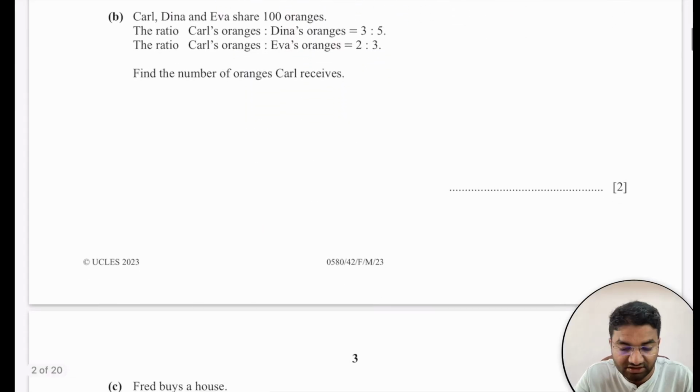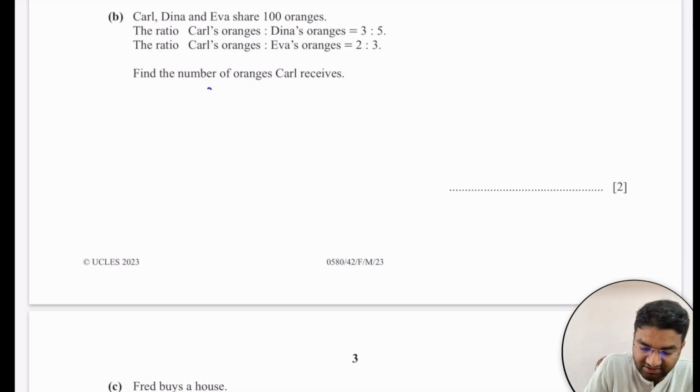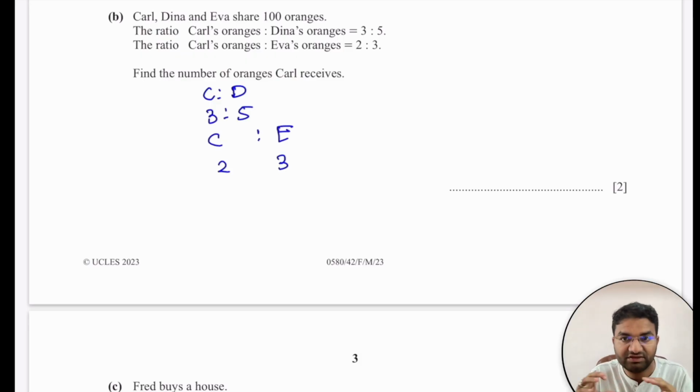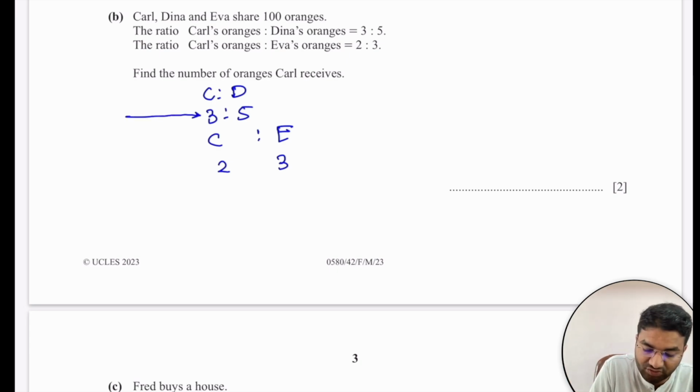All right. Then next, Curl, Dina and Eva share 100 oranges. The ratio of Curl to Dina is 3:5, and Curl to Eva is 2:3. We have to calculate the number of oranges Curl receives. In short, we will use C, D and E, so it will be easy for our communication and explanation. Here C to D is 3:5 and C to E is 2:3. To get C to D to E, we have to multiply the first ratio by 2 and the Curl to Eva ratio by 3.